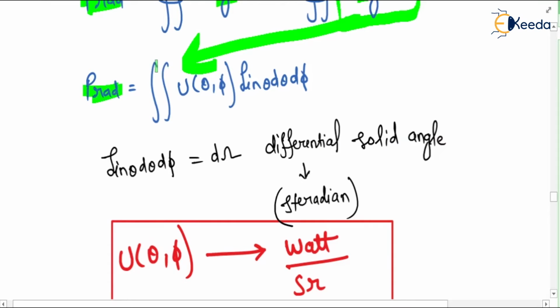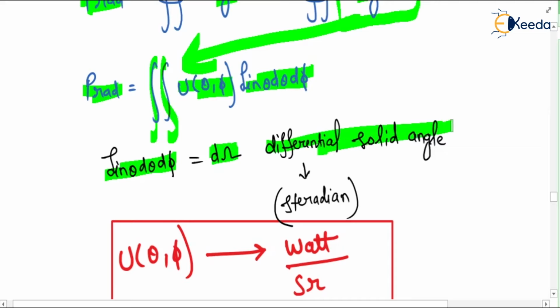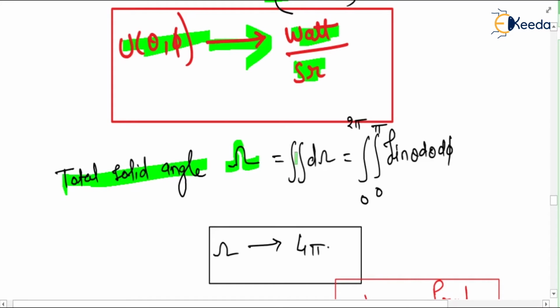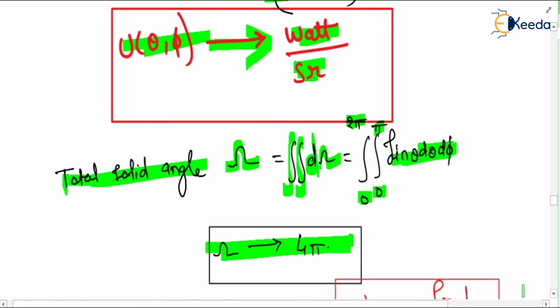So the radiated power we can write as the double integration of U(theta, phi) sin theta d theta d phi. Sin theta d theta d phi is d omega, the differential solid angle, which is measured in steradian. So the unit of U(theta, phi) is watt per steradian. The total solid angle is the double integration of the differential solid angle, integrating theta from 0 to pi and phi from 0 to 2 pi of sin theta d theta d phi, and from here the total solid angle is 4 pi.